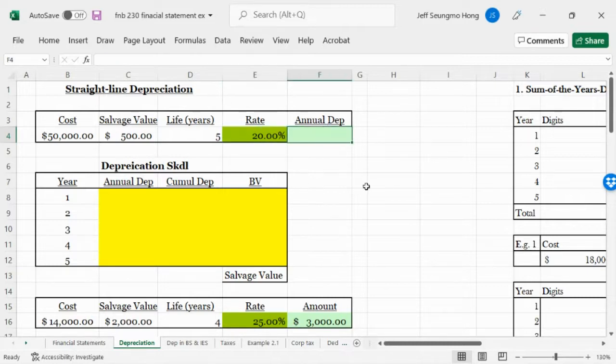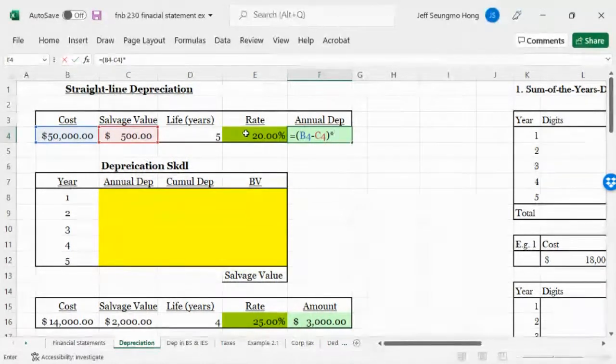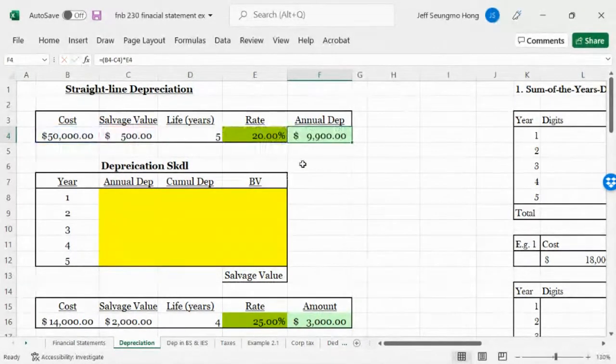Okay, then what's going to be the annual depreciation? Annual depreciation is the depreciation base. Depreciation base is the purchase cost minus salvage value. That's the part that you're depreciating, right? If the salvage value is zero, then the full $50,000 will be depreciated, and this will be multiplied by the rate. So then annual depreciation will be like this.